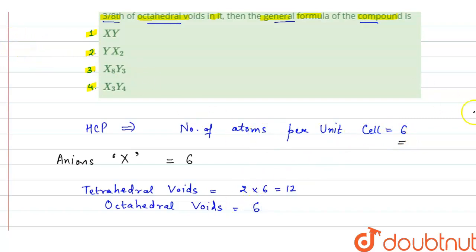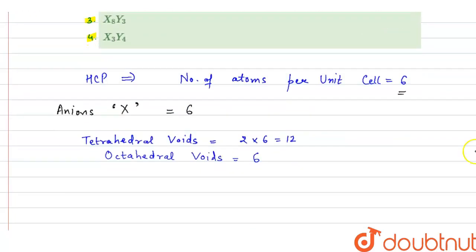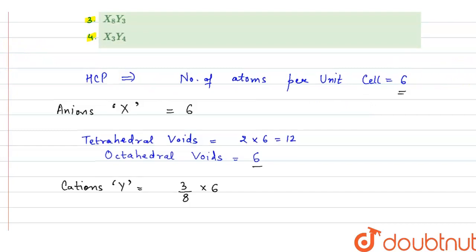But here cations occupy 3/8 of octahedral voids. So the cations Y will be equal to 3/8 of octahedral voids, and octahedral voids are 6. So we get 3/8 of 6. Right. So now we'll find out the ratio.